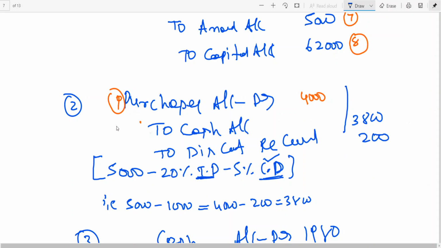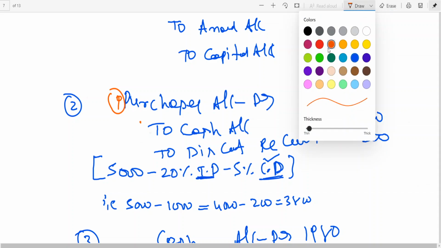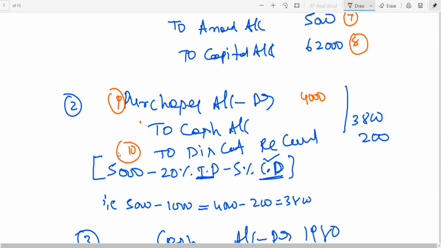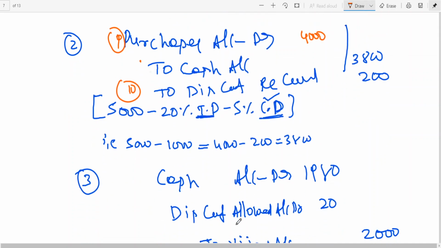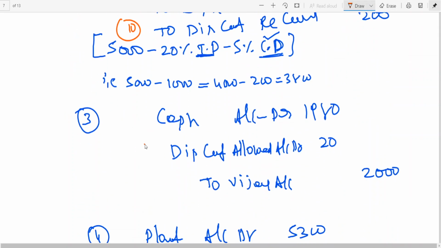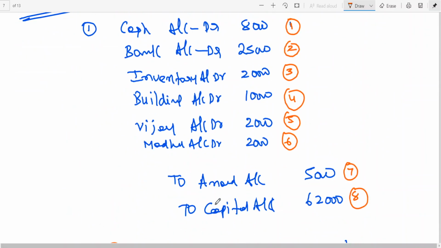The purchase account will become the 9th account. Cash account has already been opened, no need to open this cash account again. So discount received account will become the 10th account. Cash account has already been opened. Now discount allowed account will become the 11th account. Vijay account has already been opened, you can see. So no need to open the account.